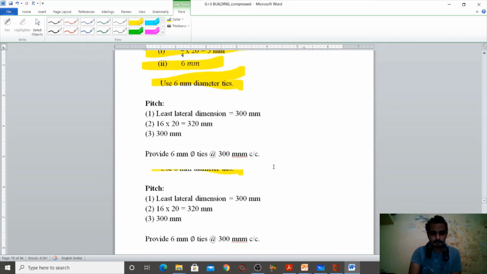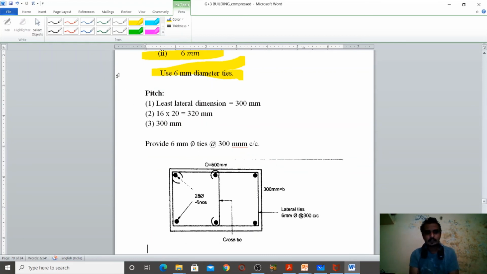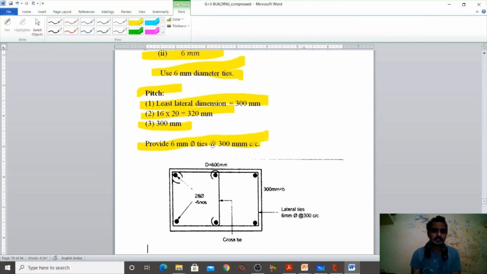Now we have the pitch, meaning the spacing between the lateral ties. Least lateral dimension, 300 mm, or 16 times 20, or 300. Provide 6 mm ties at 300 mm center to center. So these are the design results.